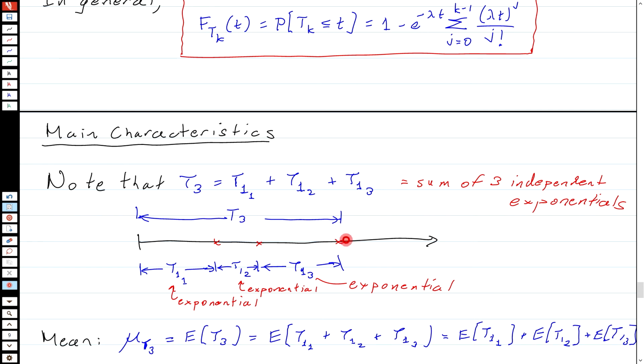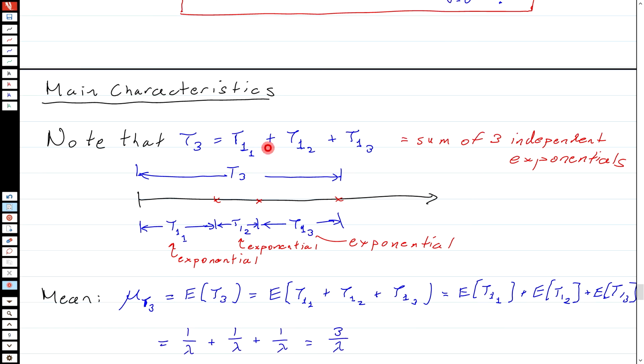Okay, so the picture here is this. T3 is the time to the third arrival, and the time to the first one is this T1. Once that has occurred, the time to the second one I'm going to call T1 subscript 2. And once that has occurred, the time to the third arrival is T1 subscript 3. So T3 is this, plus this, plus this. And these are all exponentially distributed and independent. So once we have made that observation that T3 can be written as the sum of these three independent exponentially distributed random variables, then the mean of T3 is just the expected value of that sum.